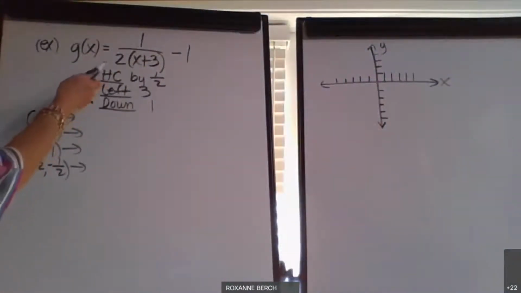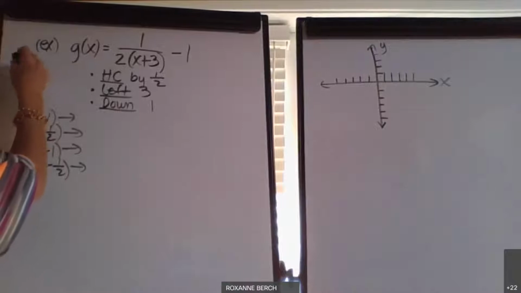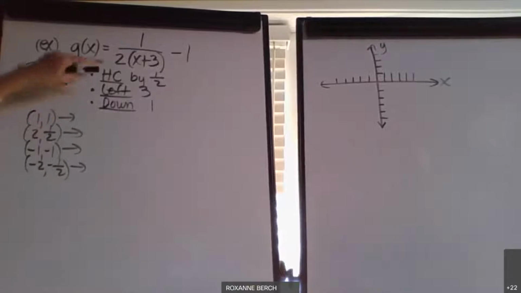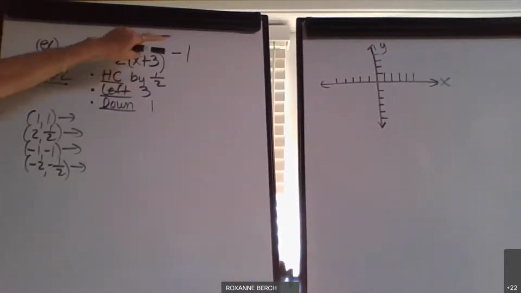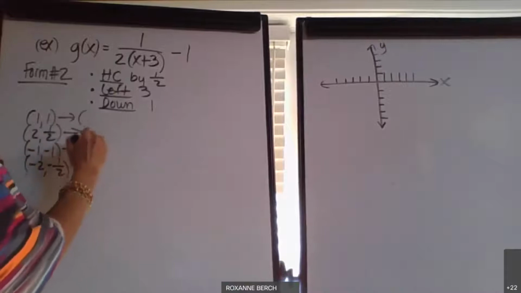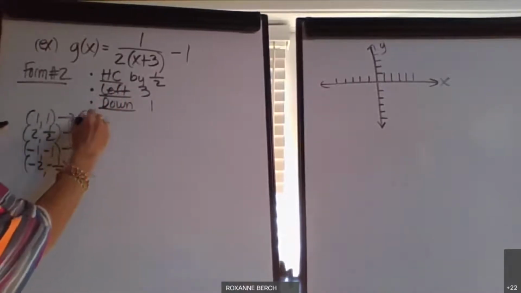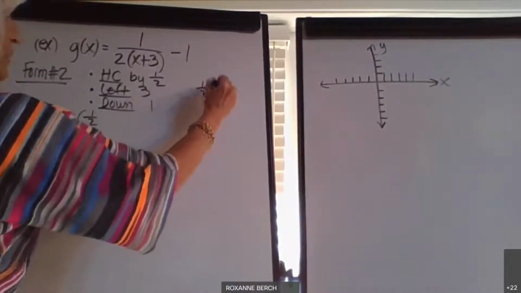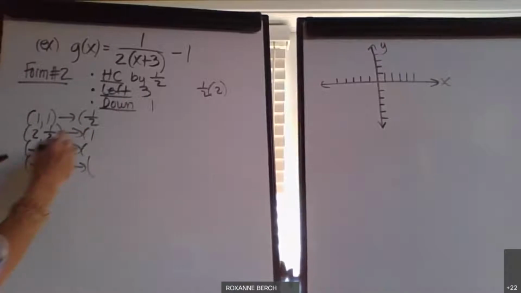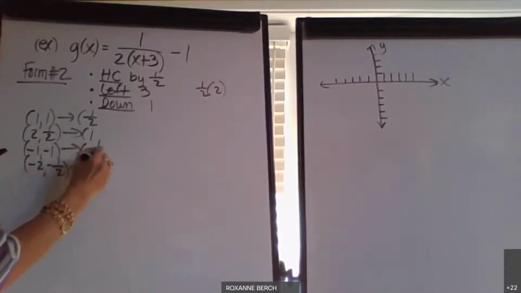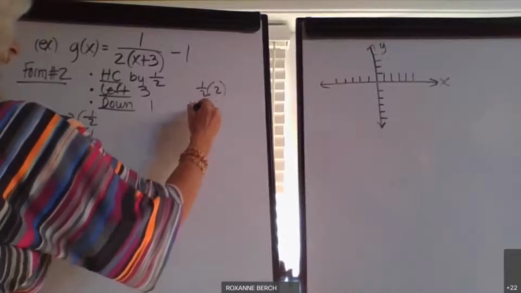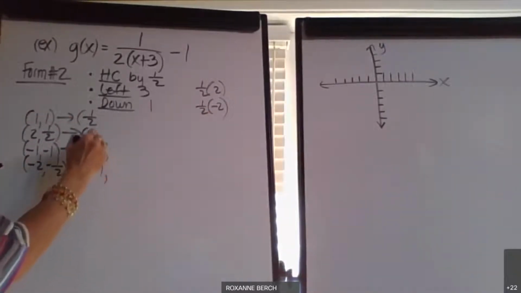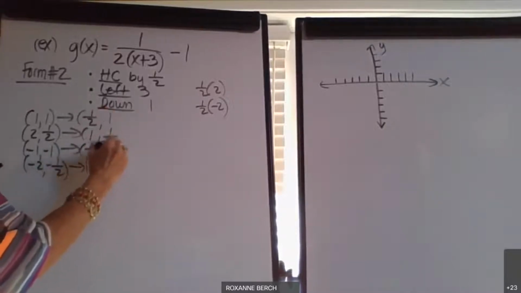All right, so this is the form two. This is a horizontal compression by 1/2, left 3, down 1. So this horizontal compression means multiply the x by 1/2. Multiply the x by 1/2 would be 1/2 of 2, which is 1. Multiply the x by 1/2, which would be 1/2 of -2, which is -1. And the y stays the same.